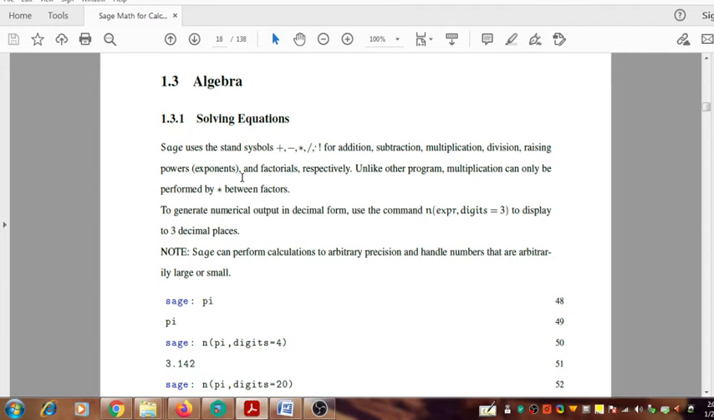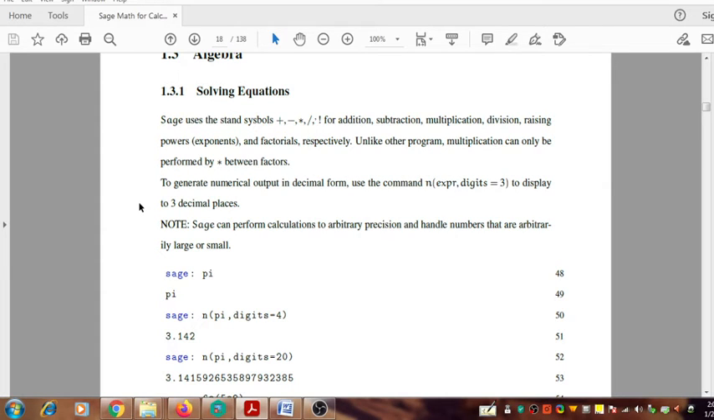Unlike other programs, multiplication can only be performed by the star symbol. You cannot use the cross symbol for multiplying two expressions or numbers. You must strictly use the star symbol.